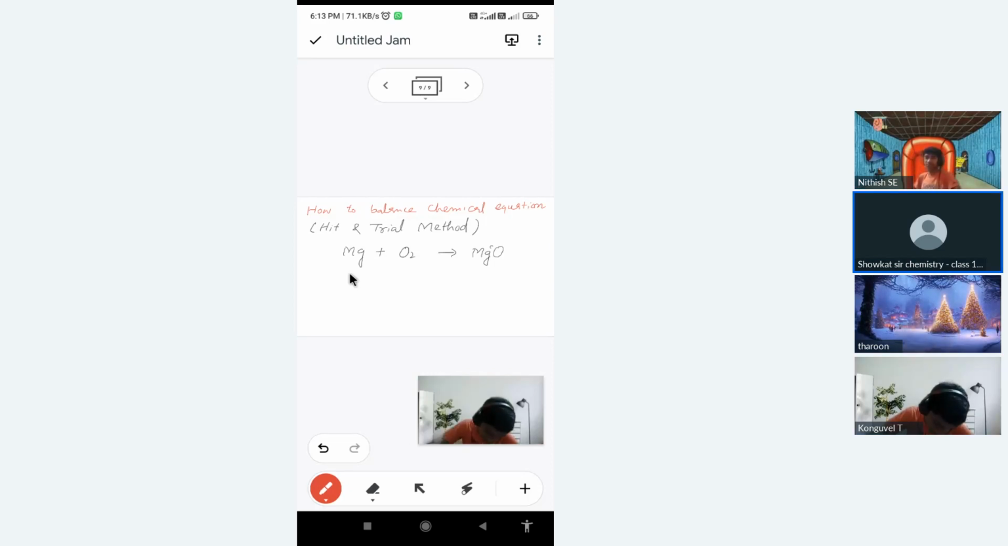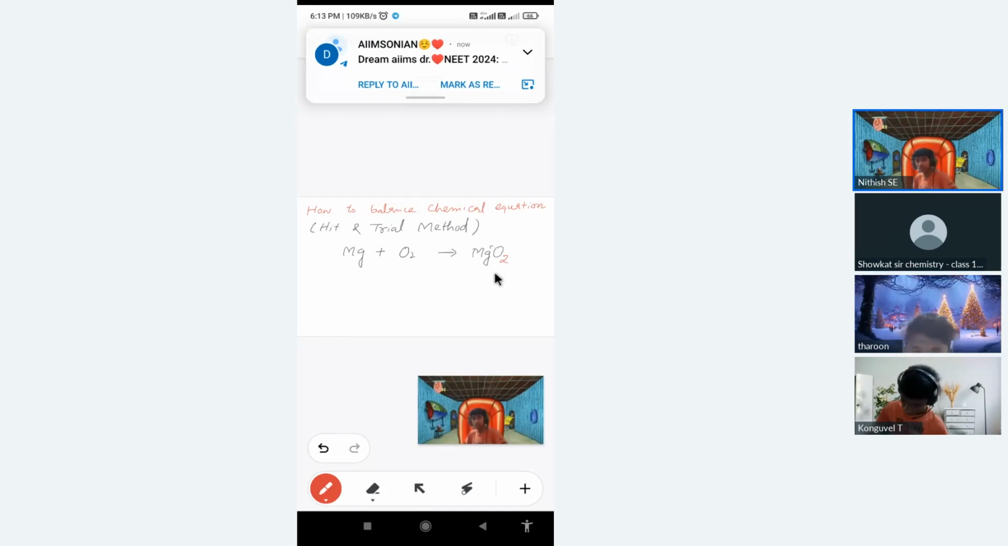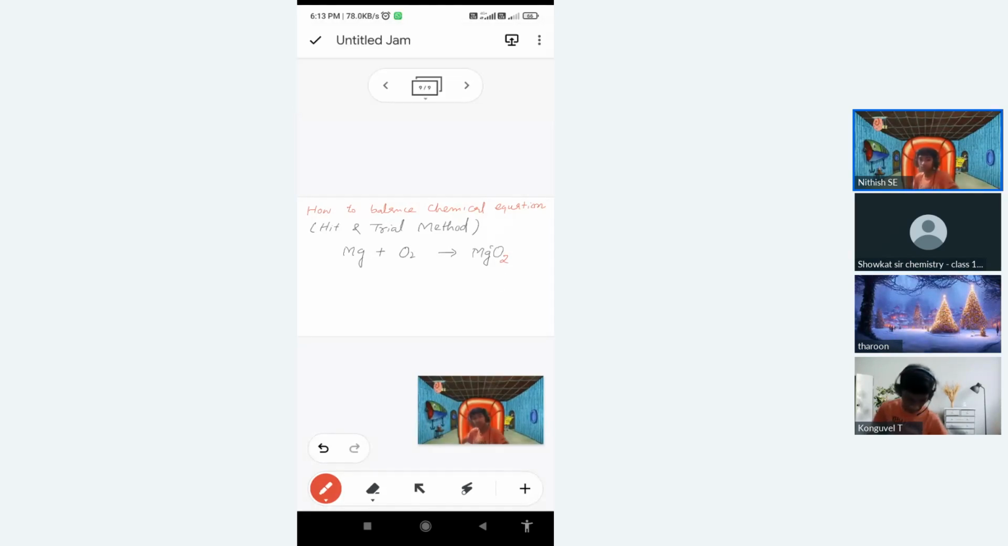Okay, let's start with the oxygen. See, magnesium is one atom on the reactant side, and on the product side it is also one, so nothing to do. Now oxygen: here it is 2 and here it is 1. So shall I multiply oxygen with 2? Yes, sir. I have multiplied oxygen with 2. Is it correct or incorrect? Correct, sir. Then you have to multiply magnesium also with 2.